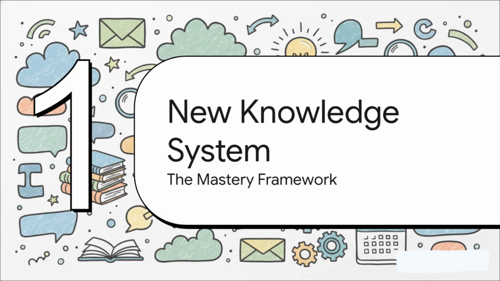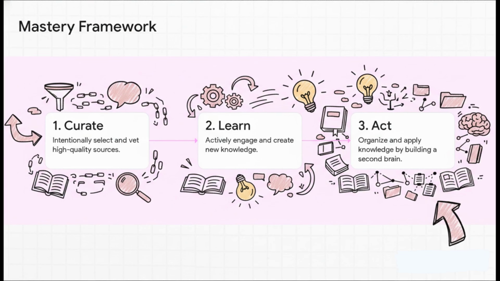Okay, so let's quickly recap. Let's bring it all together. This is your new knowledge system, the 3-step framework that will unlock the real power of NotebookLM. It's simple. Number 1, curate. That means being intentional, vetting your sources, and absolutely no more random link dumping. Number 2, learn. This is about actively engaging with your material, synthesizing it, and even creating new knowledge. And number 3, act. You organize all that great info into dedicated notebooks, building a real, reliable, long-term asset.